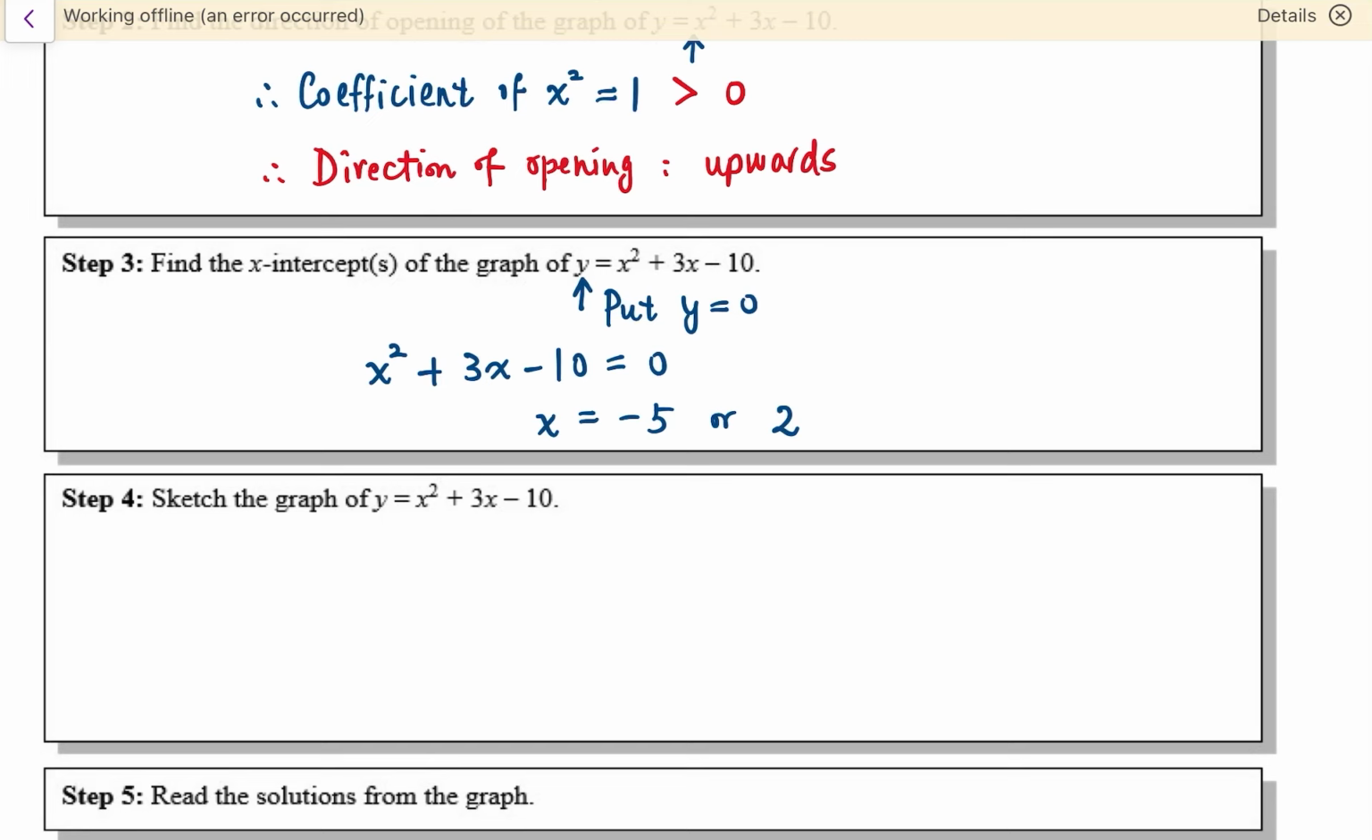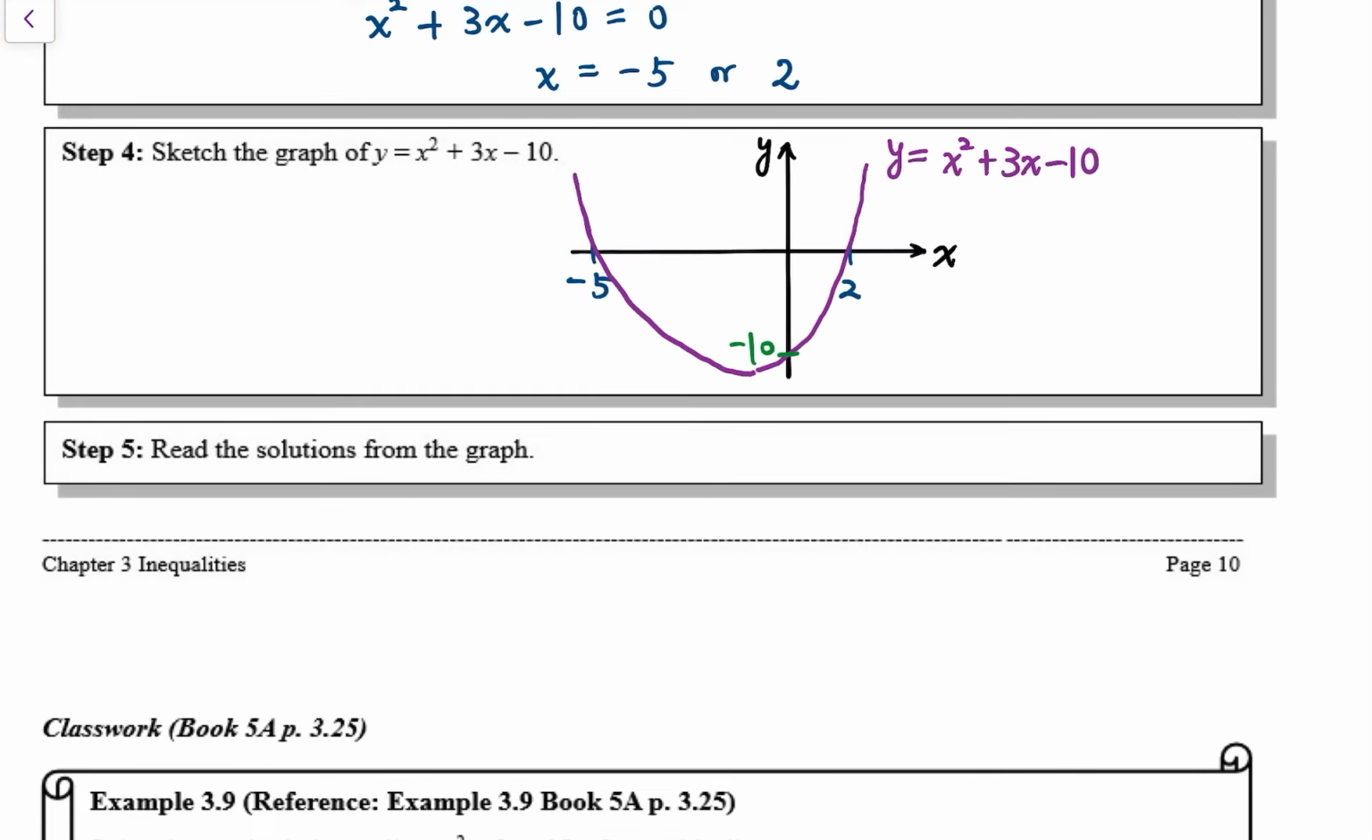Once we have the two x-intercepts and we know the direction of opening, and by the way, we also know the y-intercept, which is negative 10, we are ready to sketch the graph. So we have got the graph which is opening upwards. We know the two x-intercepts, and we also know the y-intercept. So lastly, we want to read the solutions from the graph.